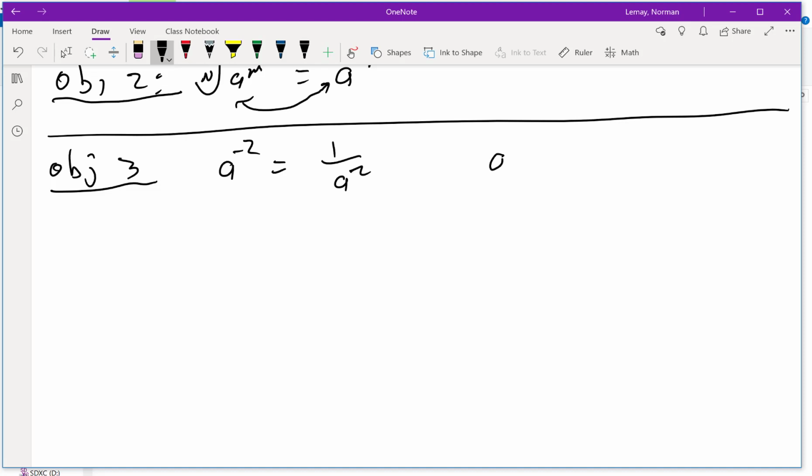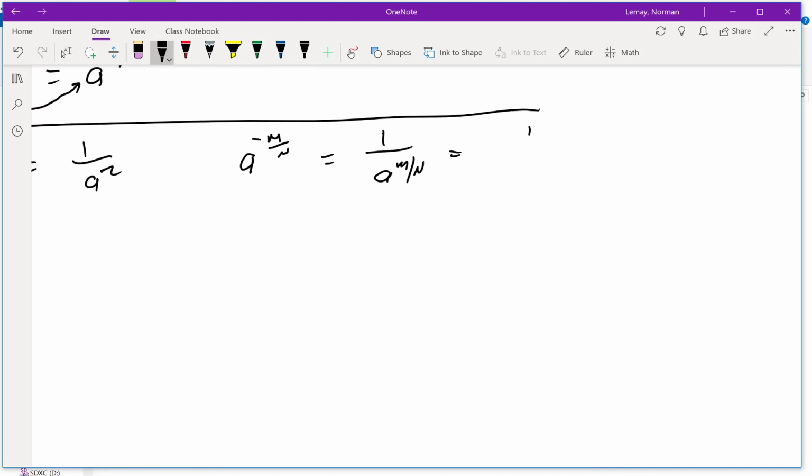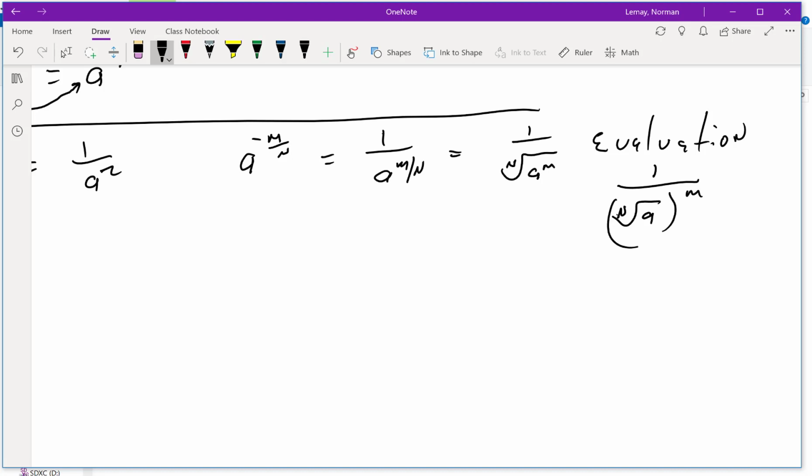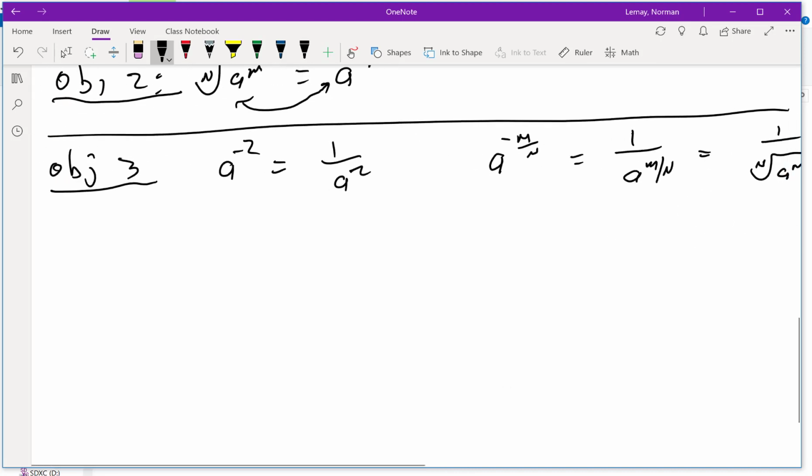So let's just note that a to the minus m over n is just 1 over a to the m over n. And we know that this can be re-expressed as 1 over the nth root of a to the m power. And then for evaluation purposes, it's easier to go ahead and do 1 over the nth root of a raised to the m power. Okay, let's take a look at a few examples here.